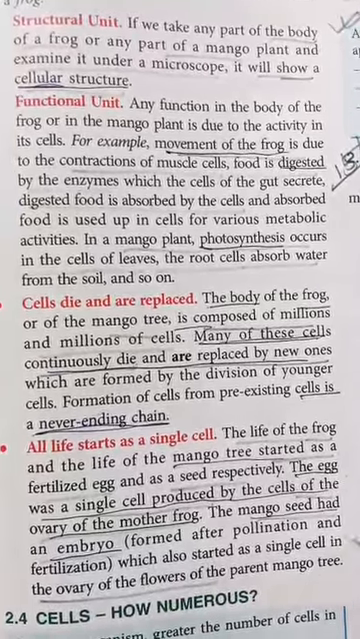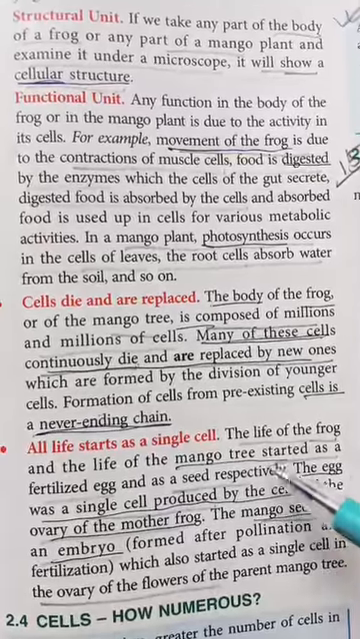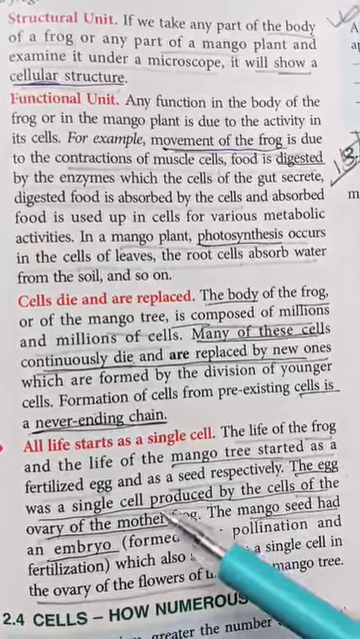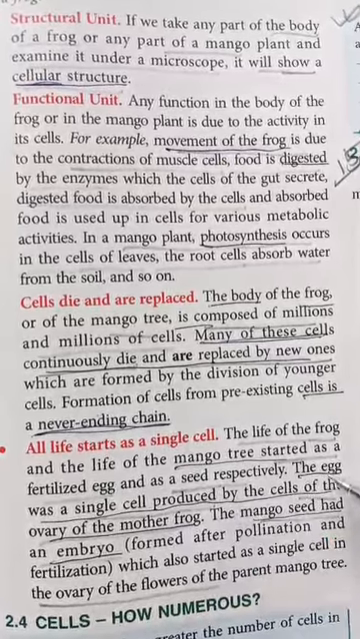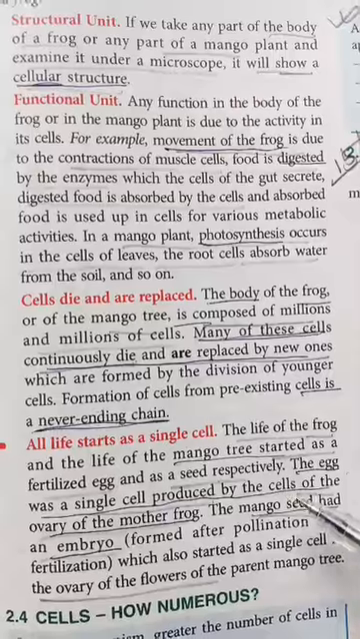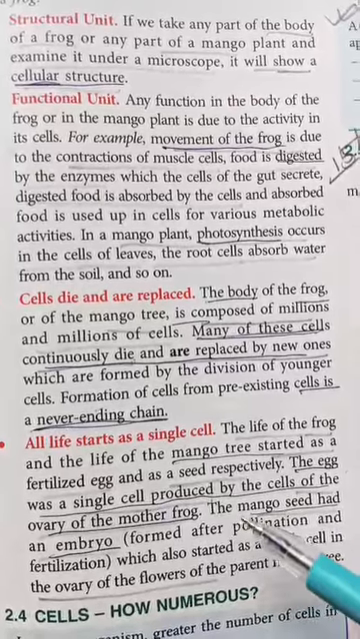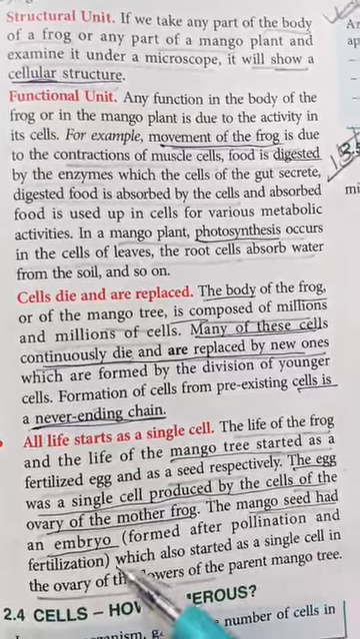All life starts as a single cell. A mango tree and a frog started life as a seed and a fertilized egg respectively. The egg was a single cell produced by the cell of the ovary of the mother frog. A mango seed also has its embryo.